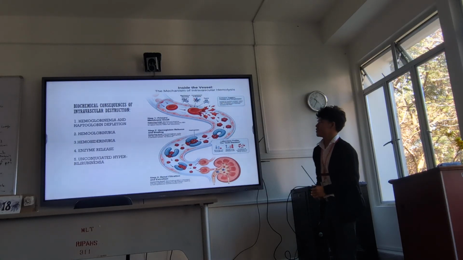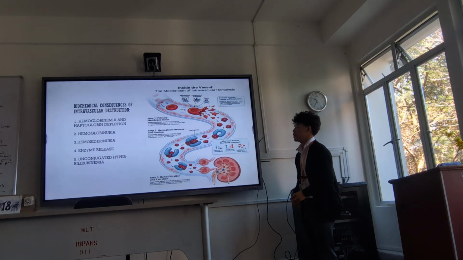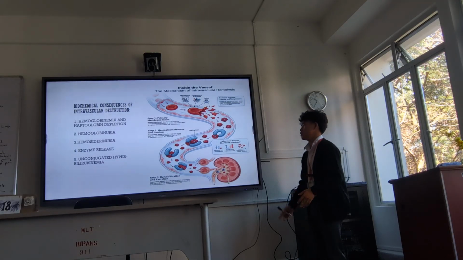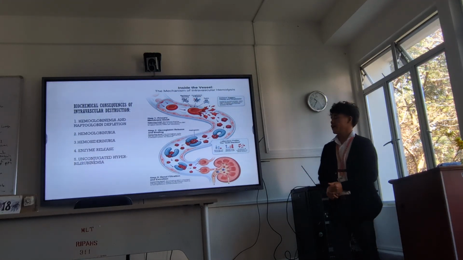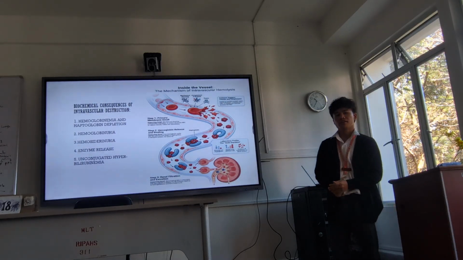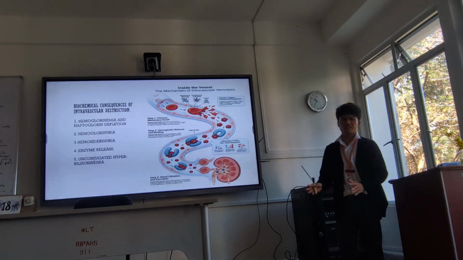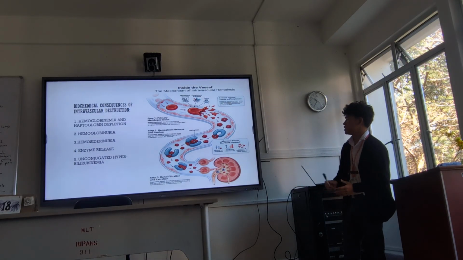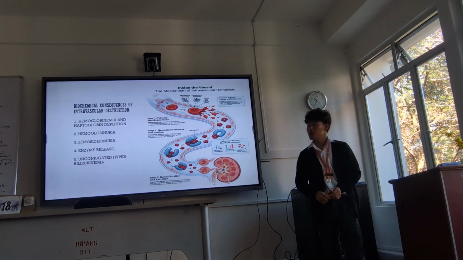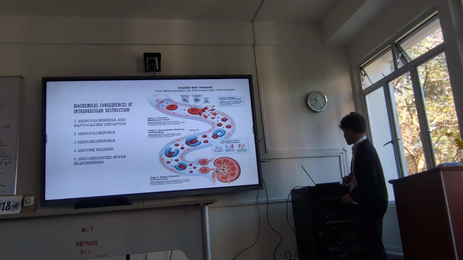I also put some small points about the biochemical consequences in intravascular hemolysis. That means hemoglobinemia and haptoglobin depletion. As you all know, HB will increase and haptoglobin will decrease. Then hemoglobinuria, hemosiderin will also increase. And enzyme release like LDH, which is present inside the RBC, will also increase. And unconjugated hyperbilirubinemia, as you all know, red blood cells break down into two parts.